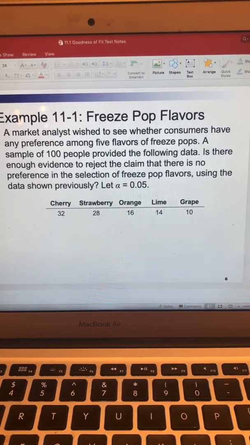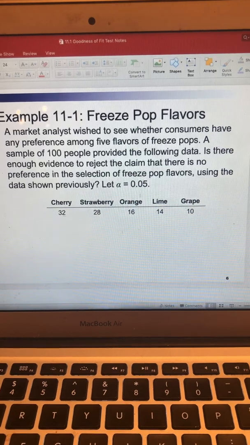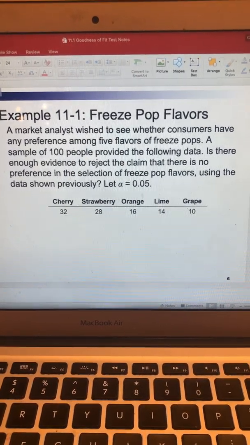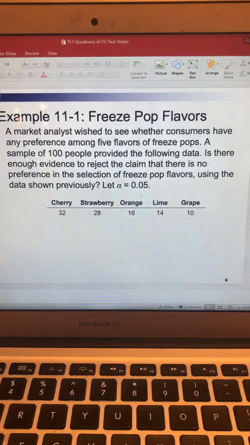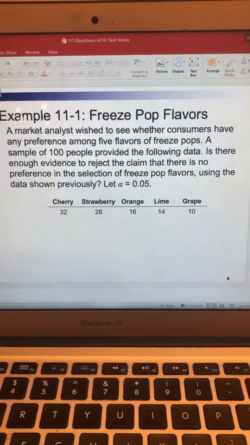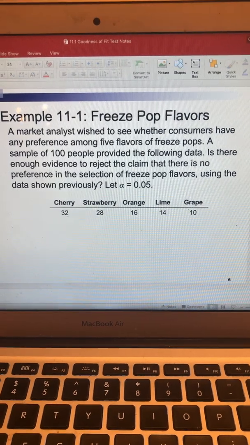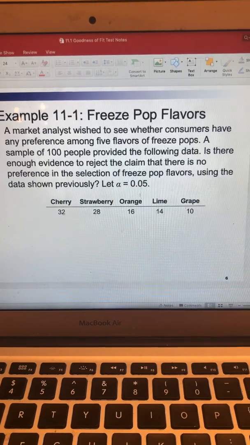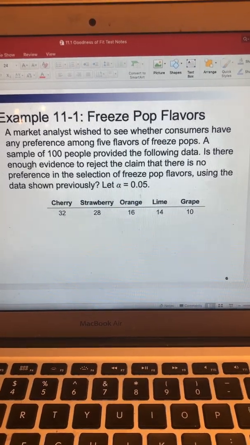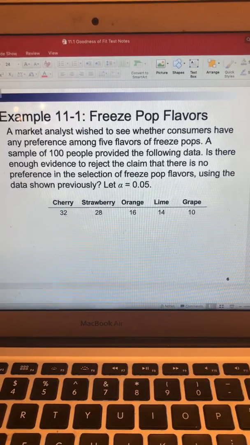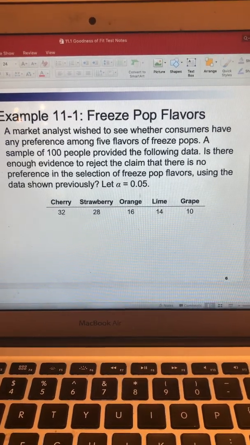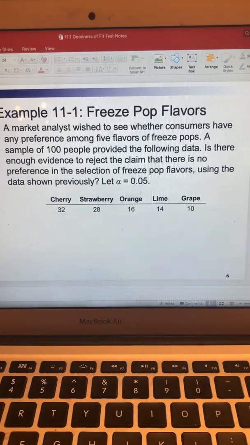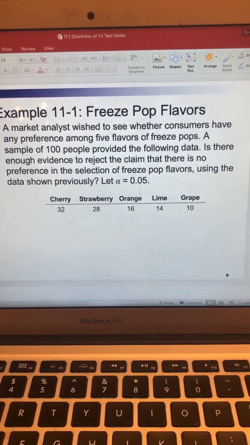Now, one thing I do need to tell you up front is that our chi-square test is not going to tell us where the preference lies if one exists. It's only going to tell us whether or not there is a preference amongst the different flavors here. So it's not going to tell us whether the preference is, in this case, cherry, or strawberry, or cherry and strawberry, or the fact that all of them are much greater than grape. It's not going to tell us specifically, but it is going to tell us whether or not there was a preference.